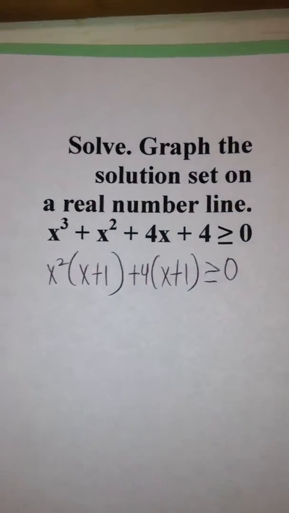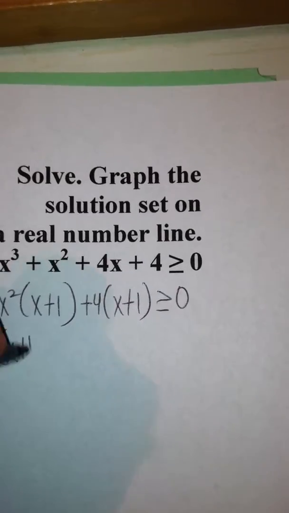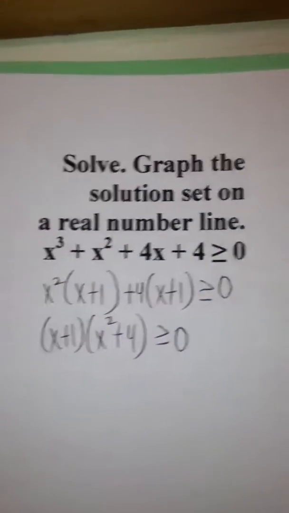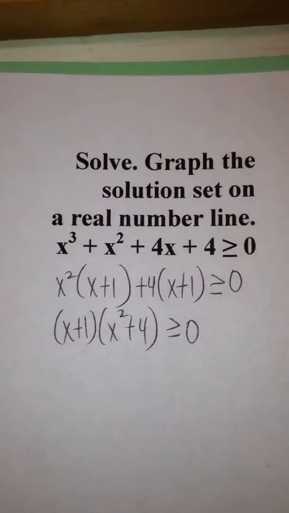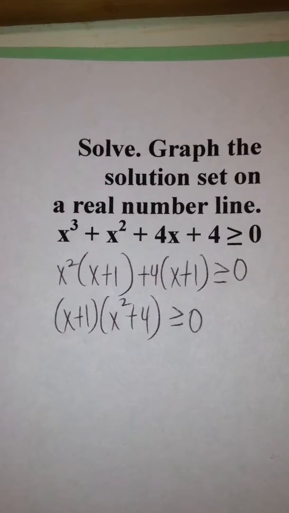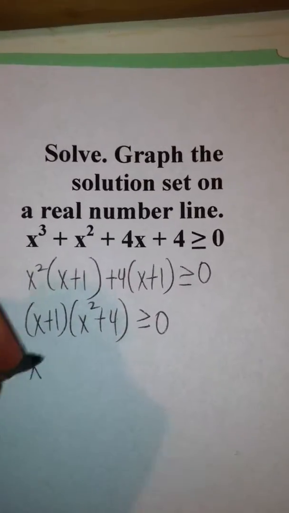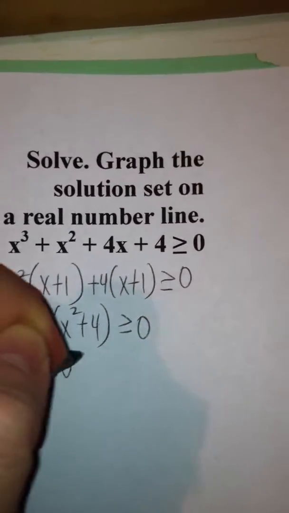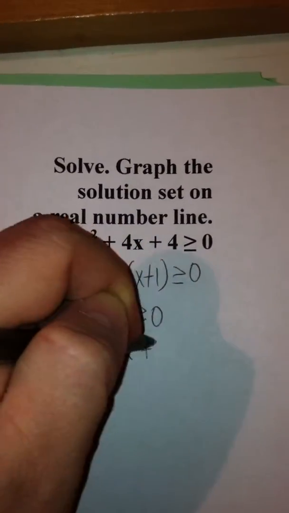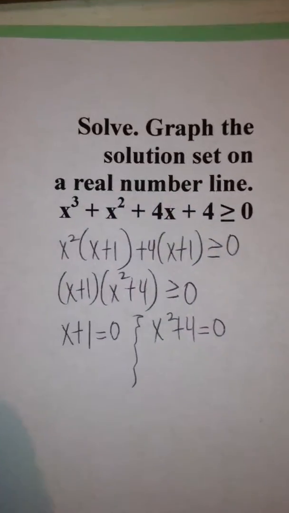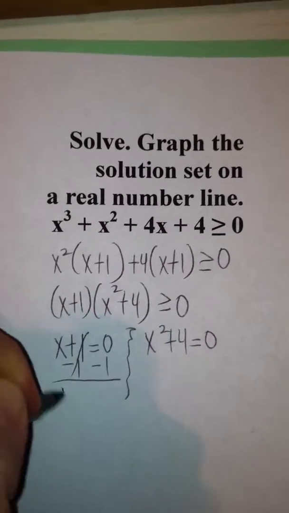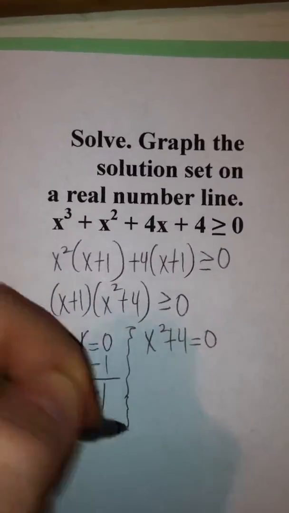Now we can group these together. We have x plus 1 times x squared plus 4 is greater than or equal to 0. To find our test points, set each part equal to 0 and solve for x. We have x plus 1 is equal to 0 and x squared plus 4 equal to 0. First equation, our test point is negative 1.